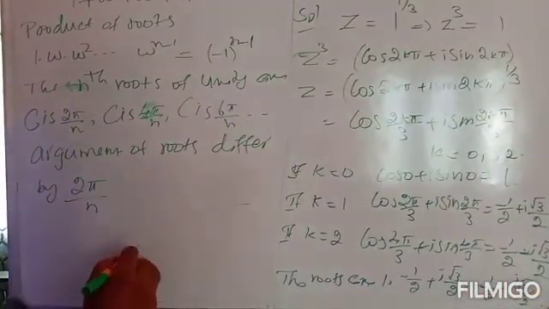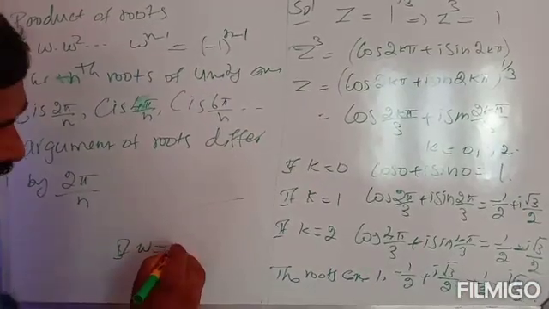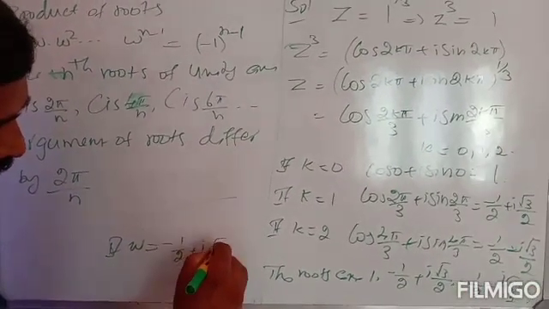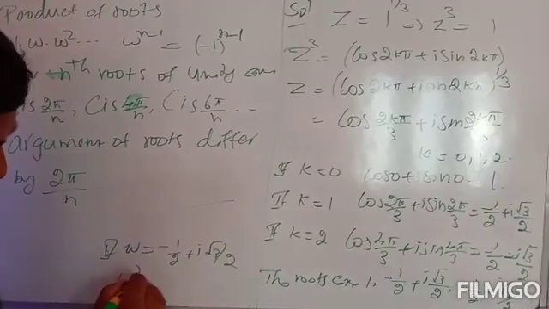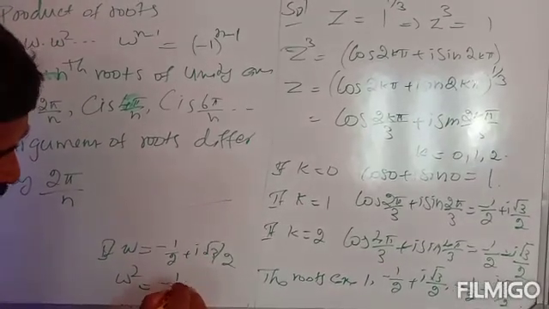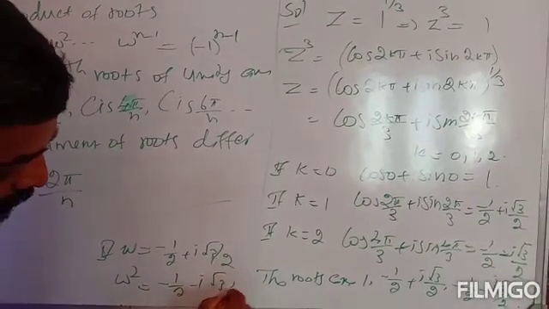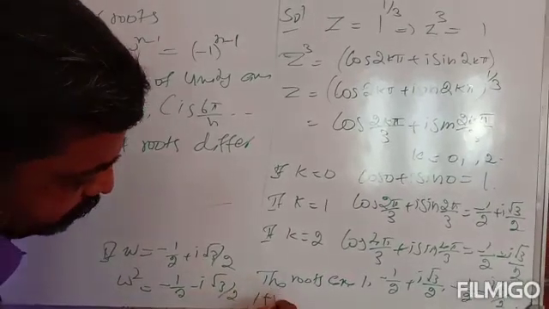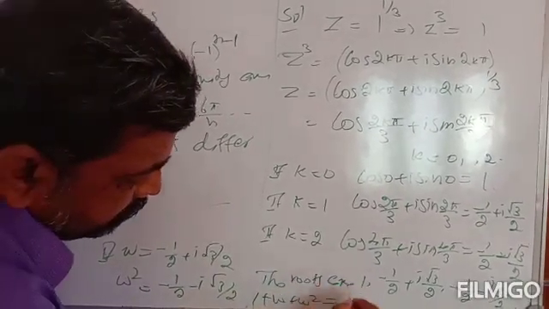If omega is equal to minus 1 by 2 plus I root 3 by 2, then omega square is equal to minus 1 by 2 minus I root 3 by 2. Then 1 plus omega plus omega square is equal to 0.